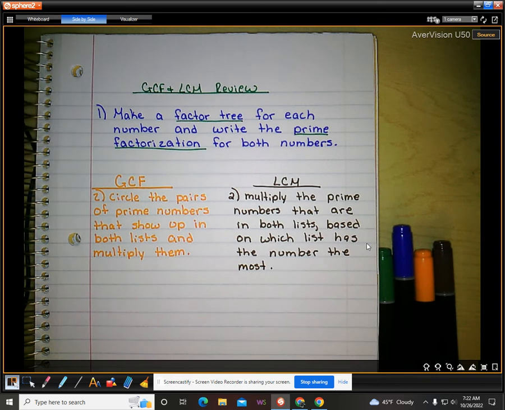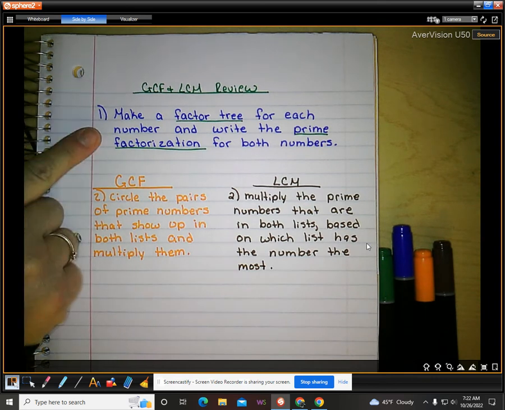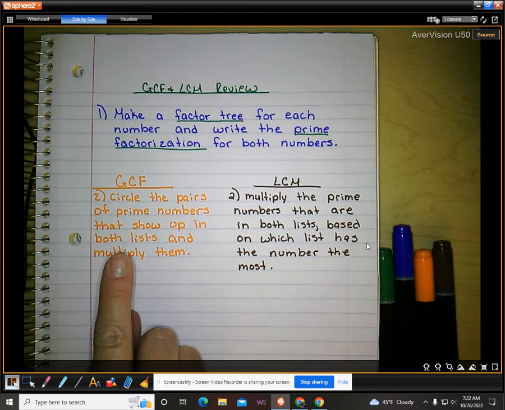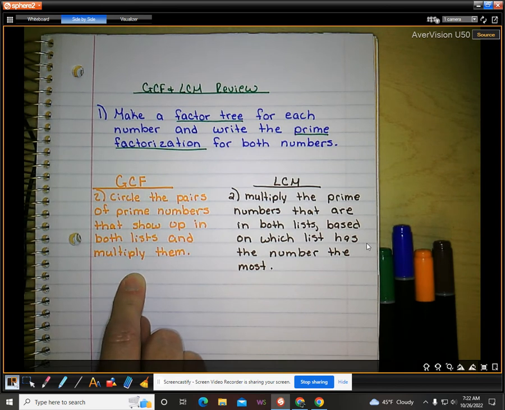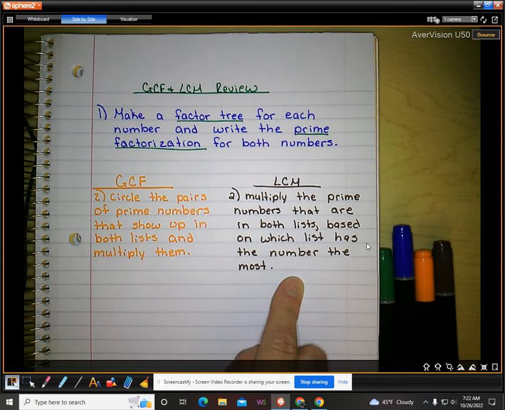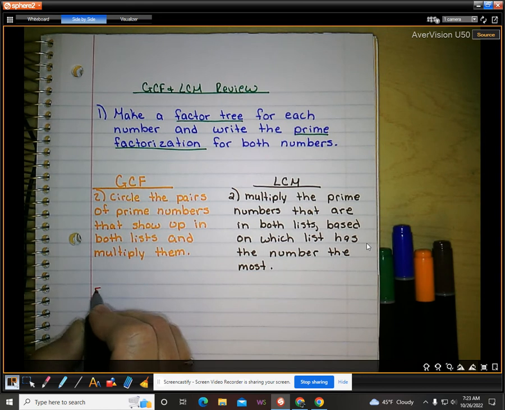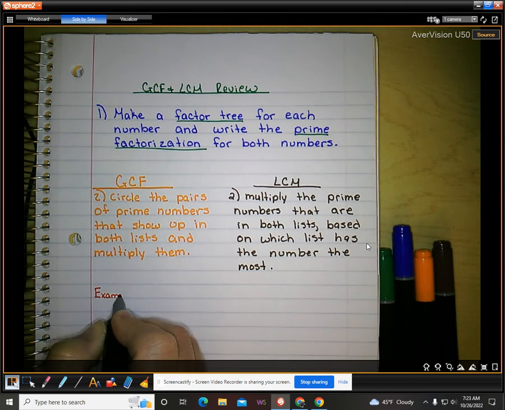So again, for both of them, greatest common factor, least common multiple, you start with factor trees and prime factorization. For greatest common factor, you're circling pairs and then multiplying them. Where with LCM that we did on Tuesday, you are looking for the prime numbers that show up and multiplying it by the row that had the most number. So then to look at some examples.